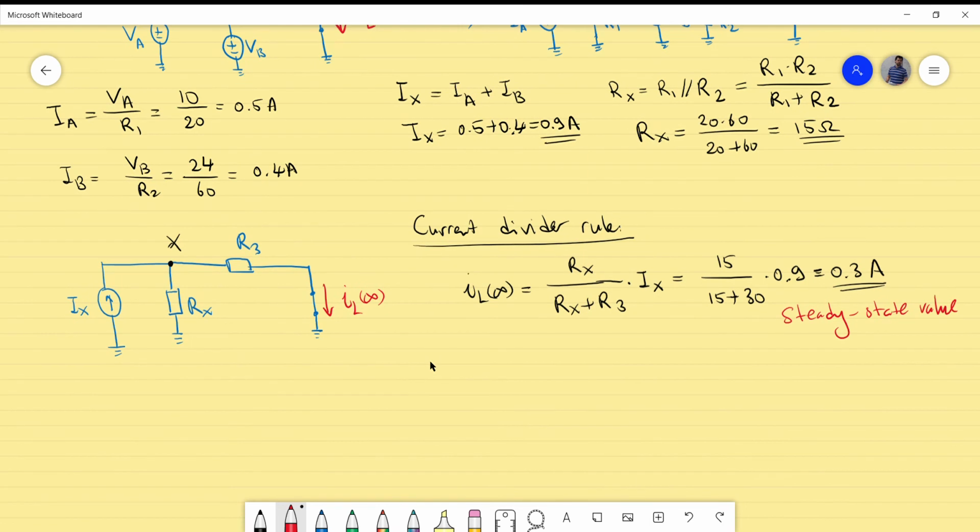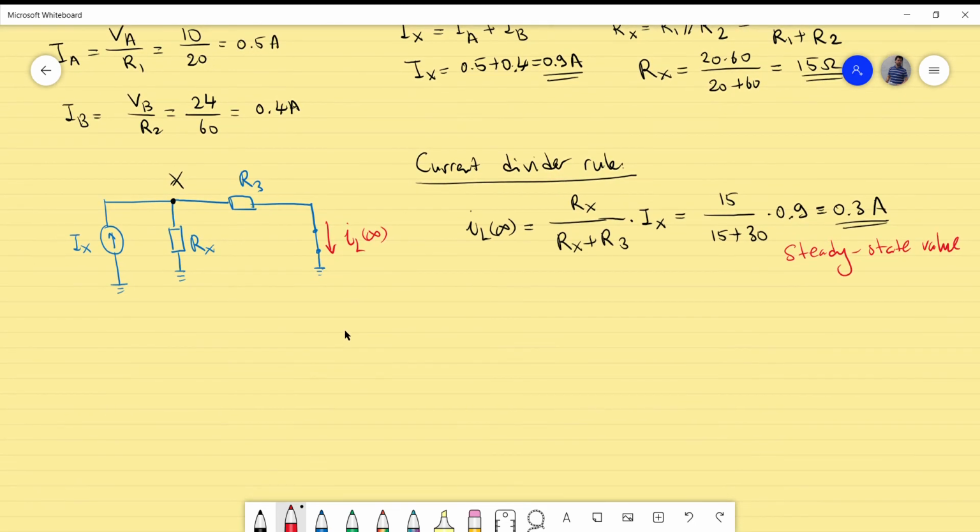So the next step is the time constant. We can use this circuit for the time constant. And again, we disable all the independent sources, and we look at it in terms of the inductor. So I will do that for the time constant. I will redraw the circuit. This is an open circuit, because the Ix will disappear. What we have is Rx, which is now in series with R3.